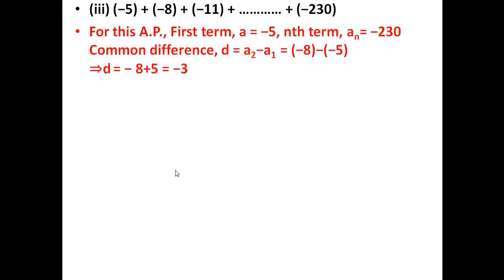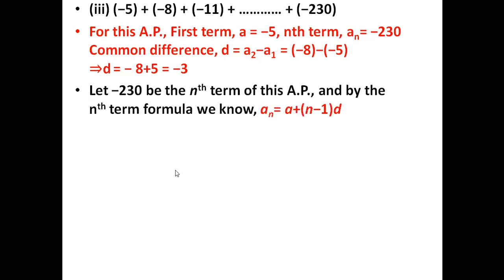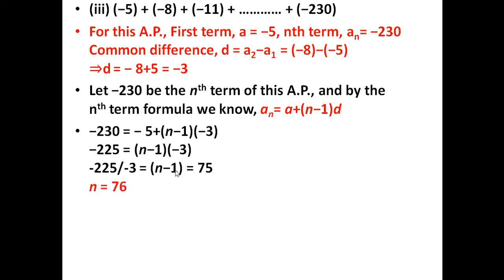Then next problem: minus 5, minus 8, minus 11, so on till minus 230. So the first term is minus 5, then the last term is minus 230. The d value we have to find out: minus 8 minus minus 5. Minus minus will become plus, so you will get minus 3 as the d value. Then we don't know the n value, so we have to find it with the help of the an formula. an equals a plus n minus 1 into d. So substitute the values, and we will get the n value as 76.